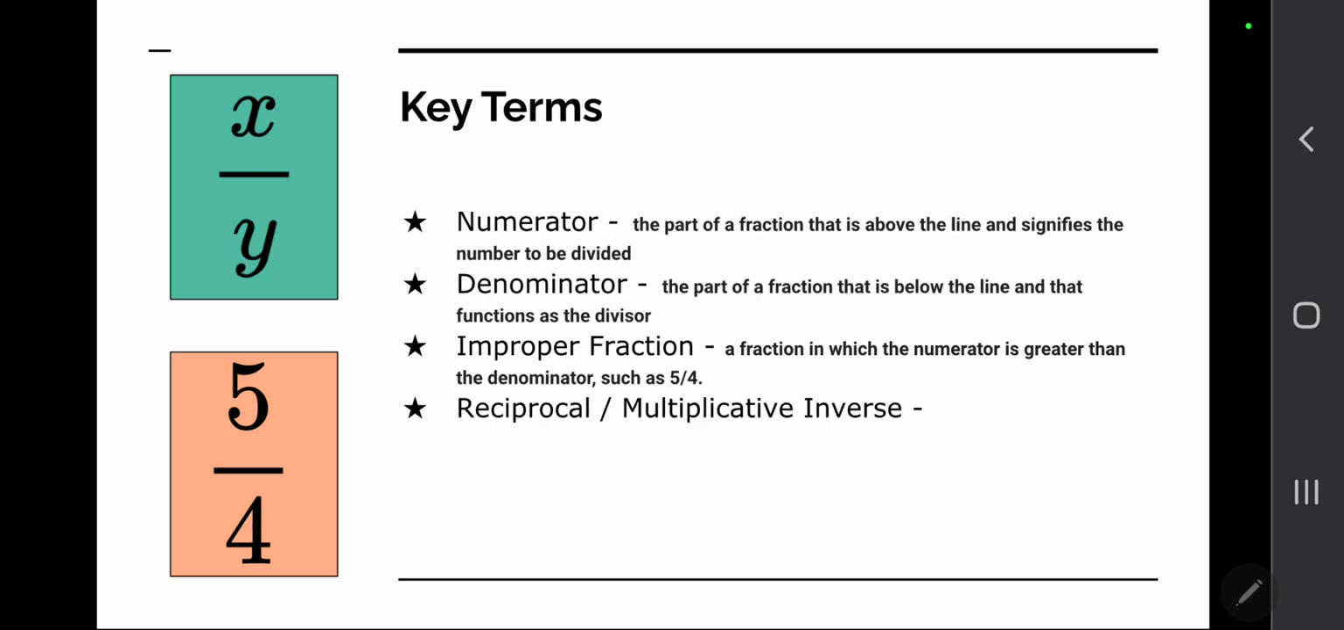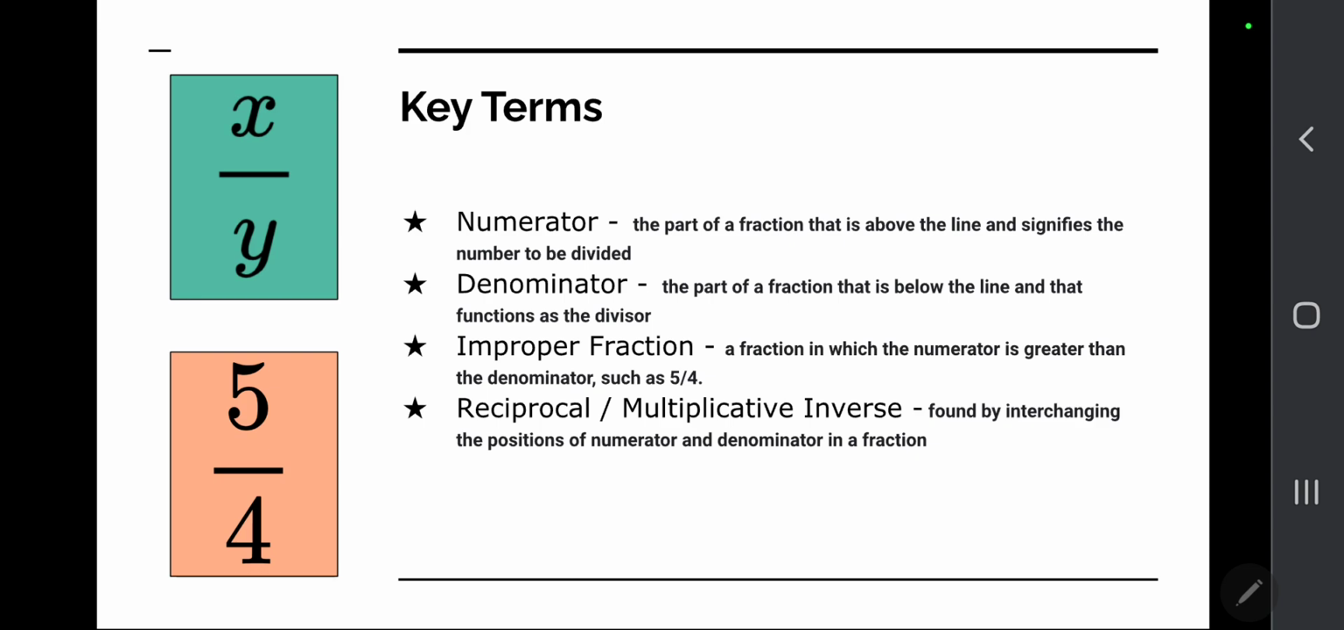All right, so going back into these terms, let's talk about what we're here for today, the reciprocal, the multiplicative inverse. We can find this multiplicative inverse by interchanging the position of the numerator and denominator. So if I have 5 over 4, I'm going to put my numerator in the denominator and my denominator in the numerator. So 5 over 4 would be 4 over 5. And that would be a proper fraction.